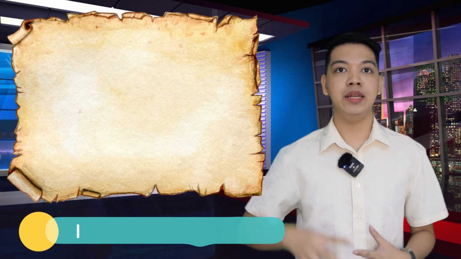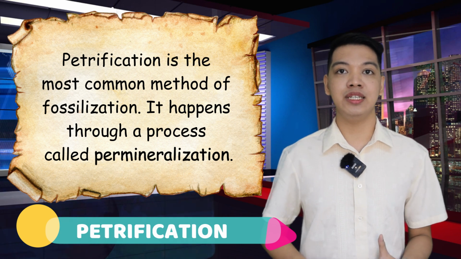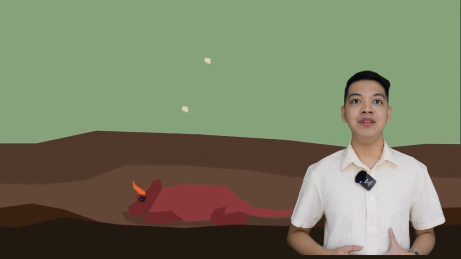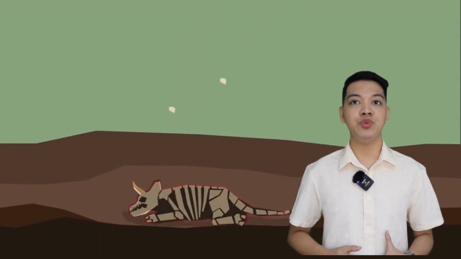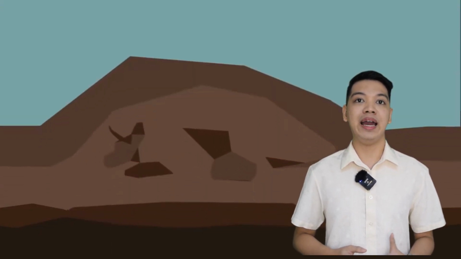Now, let's dive into the different types of fossils. There are four main categories. Number 1, petrification. Petrification is the most common method of fossilization. It happens through a process called permineralization. When an organism's remains such as shell, bone, or tooth is buried in sediment, mineral-rich fluids penetrate the material, replacing organic matter with minerals like calcium carbonate or silica. Over time, the original organic material turns into stone, or becomes petrified.